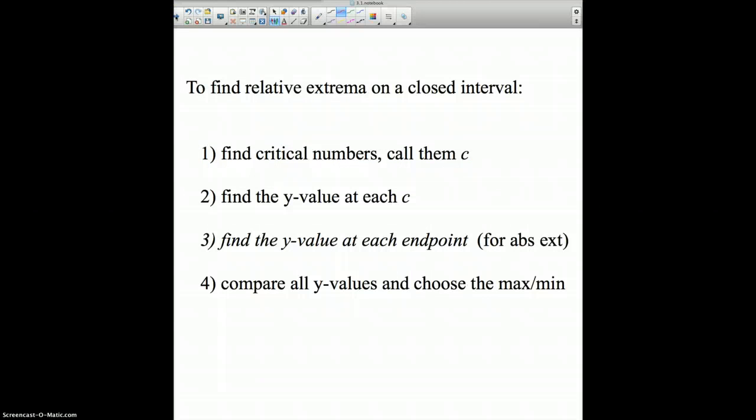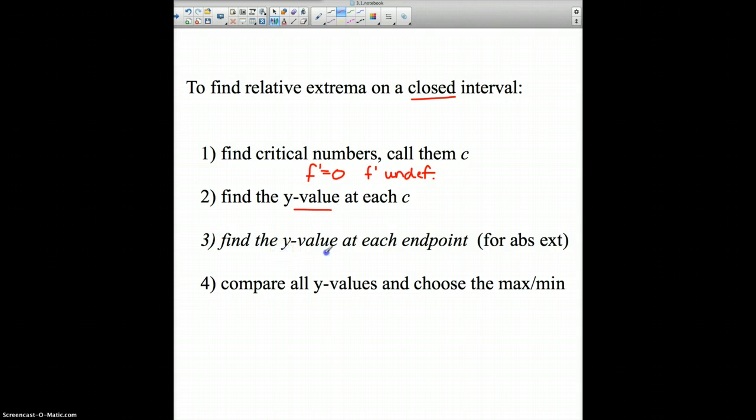To find relative extrema on a closed interval, this is important, we're going to do this a lot: find critical numbers, call them c. Find the y value at each c. When we find critical numbers, that means we're taking the derivative and setting it equal to 0, and then finding out where it's undefined. We're going to call all those x values c. Then you plug them into the original function to find the y value.